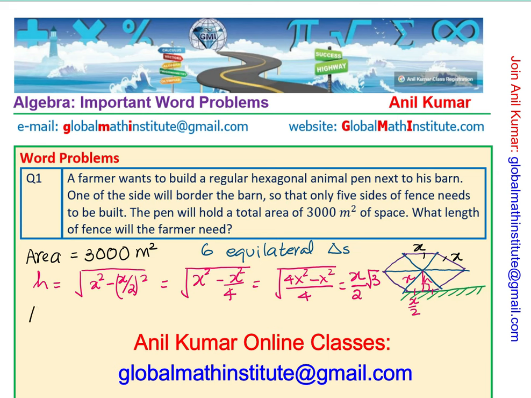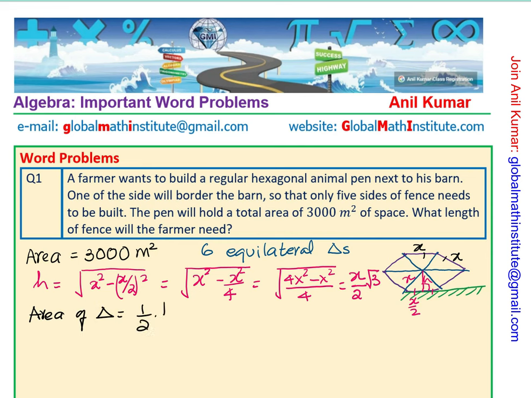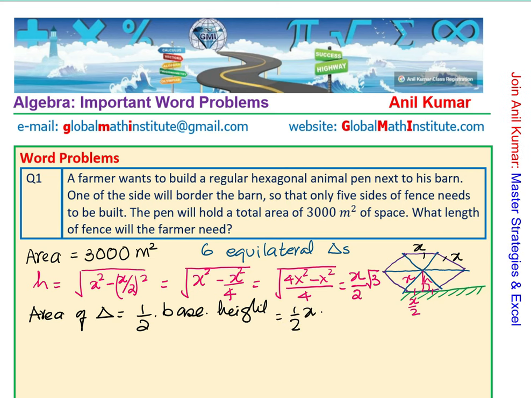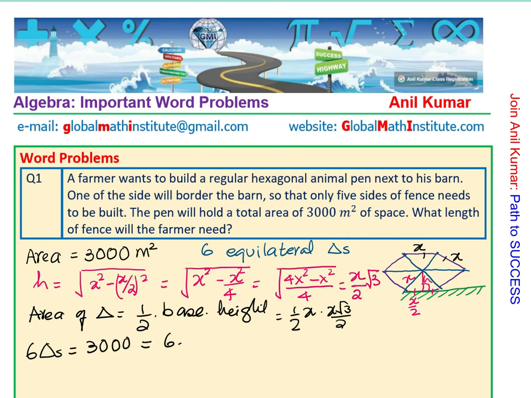Now let's see what is the area of a triangle. Area of a triangle is half base times height. So it will be half, base is x, and height is x times square root 3 by 2. Now here the hexagonal area is given to us as 3000. So we have six triangles. So the whole area, six triangles, will be 3000 meters square, which is 6 times half x square square root 3 by 2. Is that clear to you?